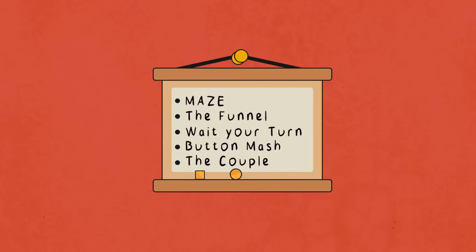Hi, Benny. So the first exercise is maze. Next is the funnel. Third is wait your turn. Fourth is button mash. And the last is the couple. Now, the last exercise of every course or every exercise set that we do is always the one where you're going to be using all of your information. So you'll be able to test your skills. So that means the further we go in the classes, a little bit trickier it's going to get.